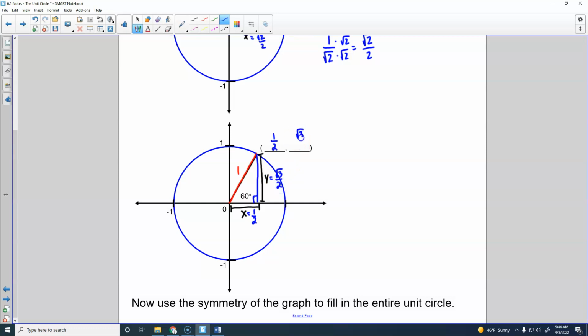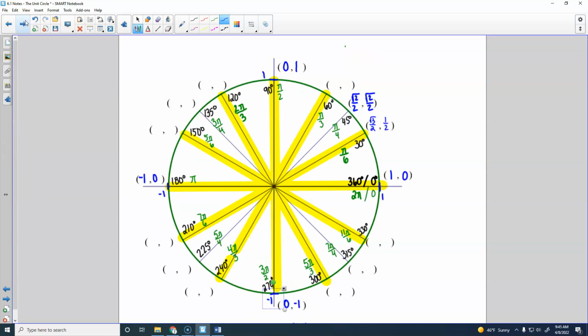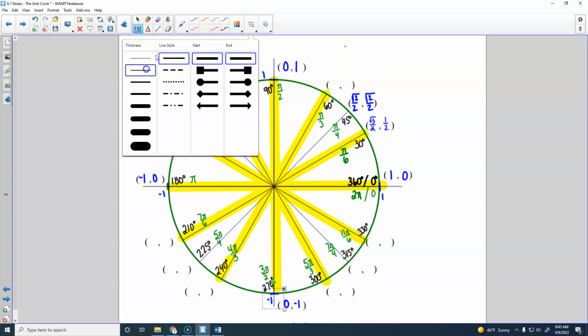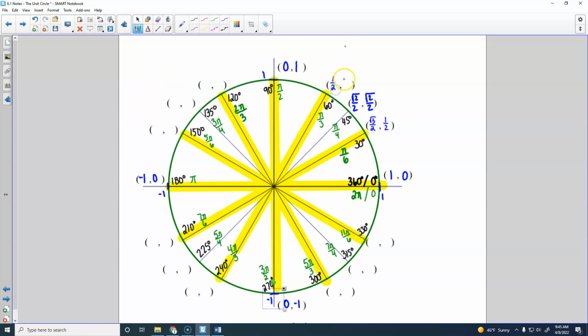So notice this is almost like our 30-degree angle, except our sides have switched now, right? We've got the 1/2 first, and then the square root of 3 second. I remember this because that x is shorter and the y is taller here. So the lower number has to go first, the higher one has to go second. So we got 1/2 and square root of 3 here. So let's go to our unit circle. We just found this point right here to be 1/2, square root of 3 over 2.